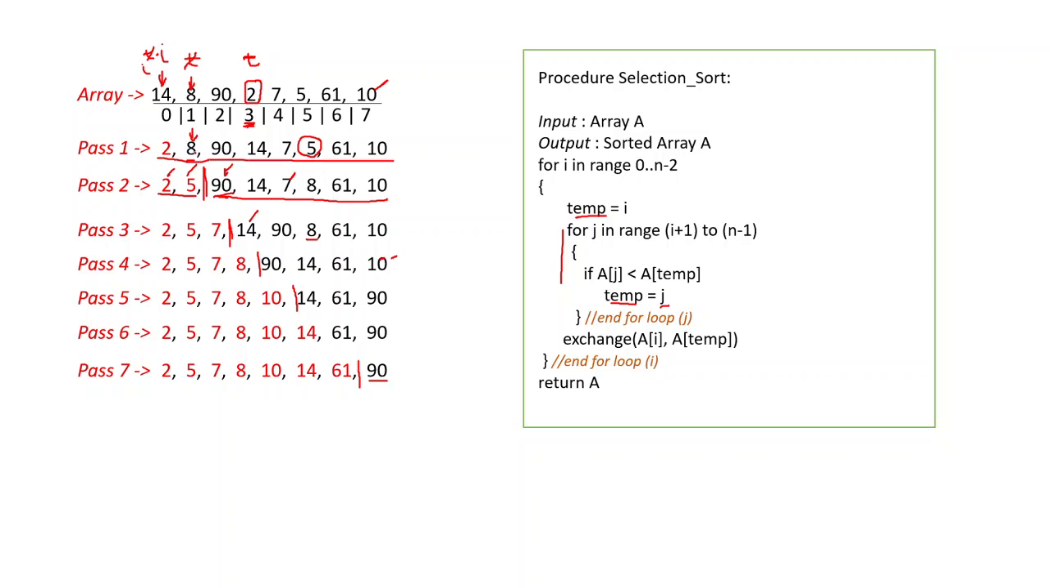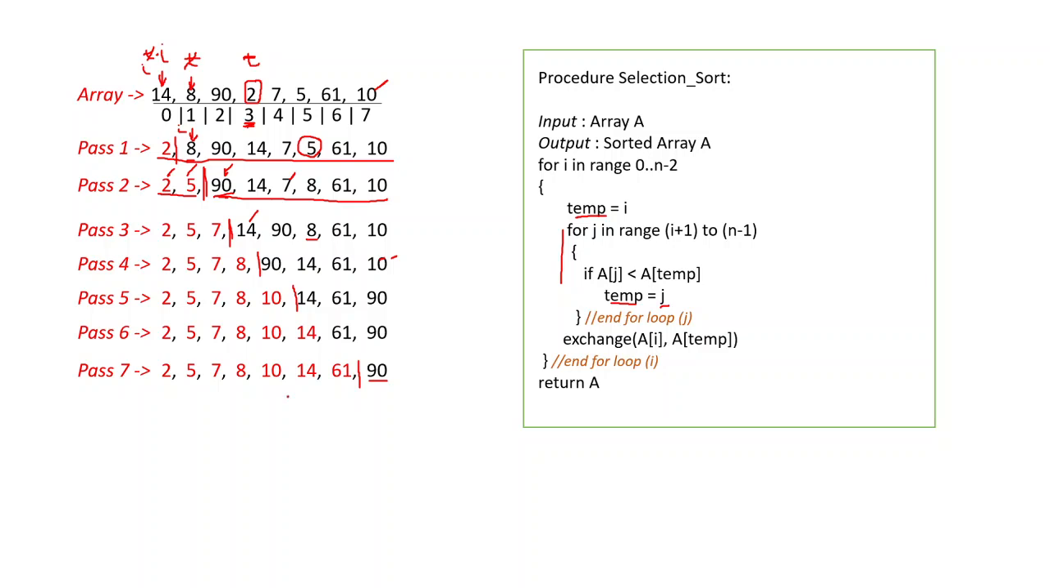Now in the next pass, I moves to the second value, that is, now I is here. This is I. This is not considered. So now the same thing is repeated. Temp is again initialized with the value of I, that is 1. And now again comparisons are made and the algorithm is repeated like this. And finally we get the sorted version of the array.